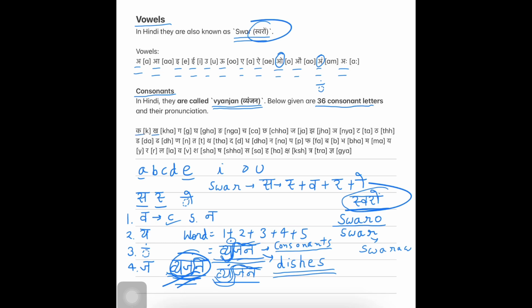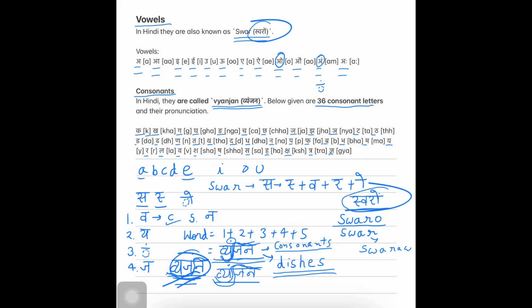Ko, kho, go, gho, ngo, cho, chho, jo, jho, nyo, to, tho, do, dho, no, to, tho, do, dho, no, po, fo, bo, bho, mo, yo, ro, lo, wo, so, sho, ho, tro, gyo.